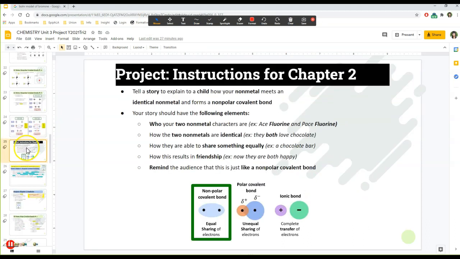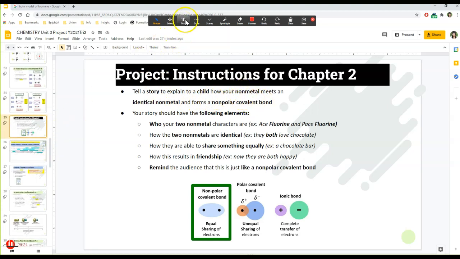Okay, so let's go ahead and talk about Chapter 2. So Chapter 2, we're going to explain how a nonmetal meets its identical nonmetal and forms a nonpolar covalent bond. So let's go ahead and I'll actually use my example. So instead of saying ace fluorine and pace fluorine, I'll use ace bromine and pace bromine. Not a big deal. It's still going to be very similar.